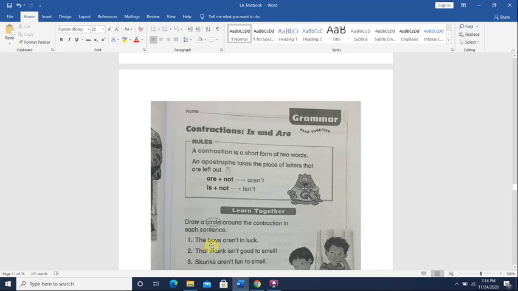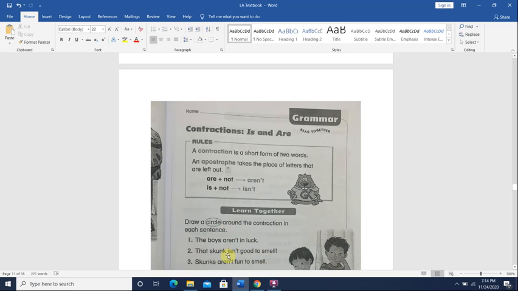Number 1, the boys aren't in luck. Okay, where's the contraction? The boys aren't in luck. Here I find the apostrophe, so I see the verb and I see the contraction and the apostrophe. Okay, so circle aren't.